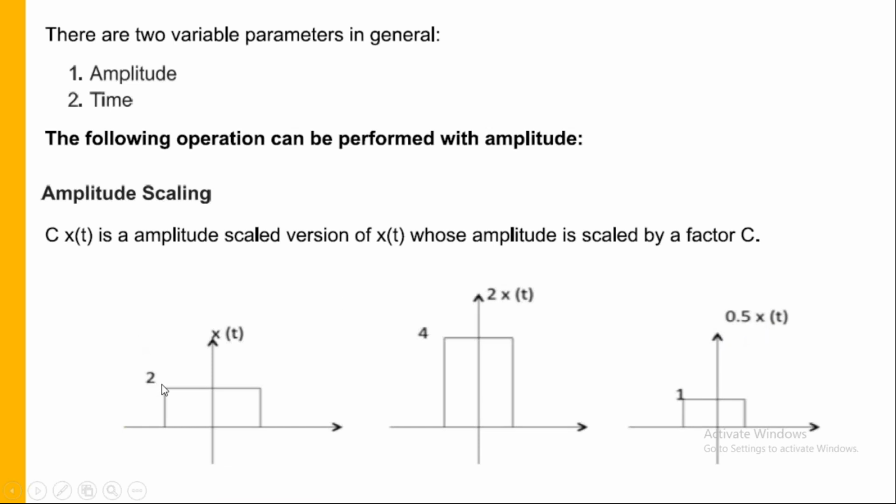Whatever amplitude is there, that is half only. So here the amplitude gets doubled, and here the amplitude gets halved. Please try to understand. In general, I can use the variable c times x of t. If c is greater than 0, you will get the waveform with improved amplitude. If c is less than 0, then you will get an amplitude that is decreasing. That amplitude variation we call amplitude scaling.